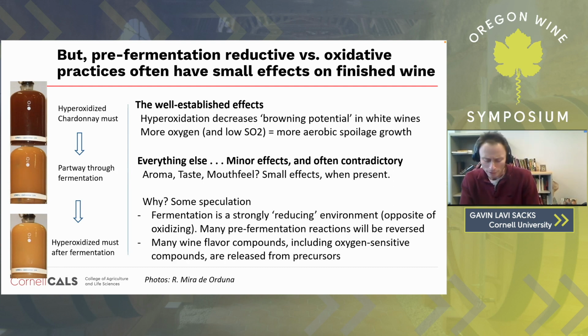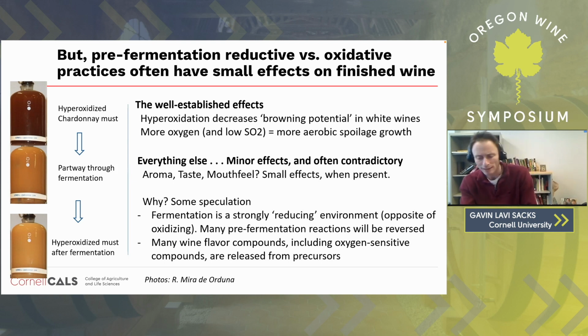Okay, the other reason why pre-fermentation oxygen exposure might not have a major effect, especially on things like aroma compounds, is most aroma compounds found in a finished wine are not present in the juice or in the must. Rather, they exist in a precursor form or are produced de novo by the yeast or by lactic acid bacteria.